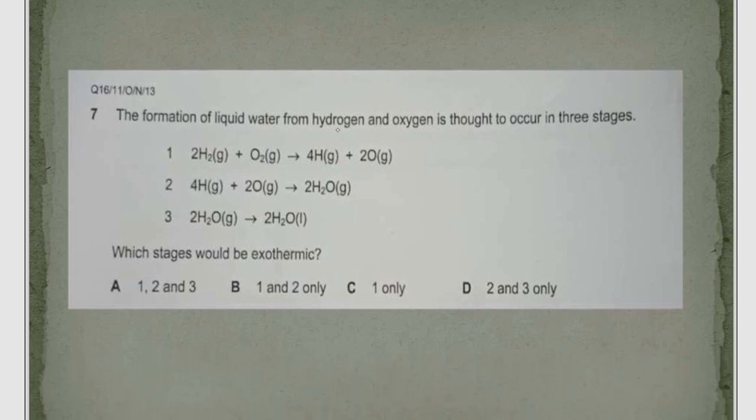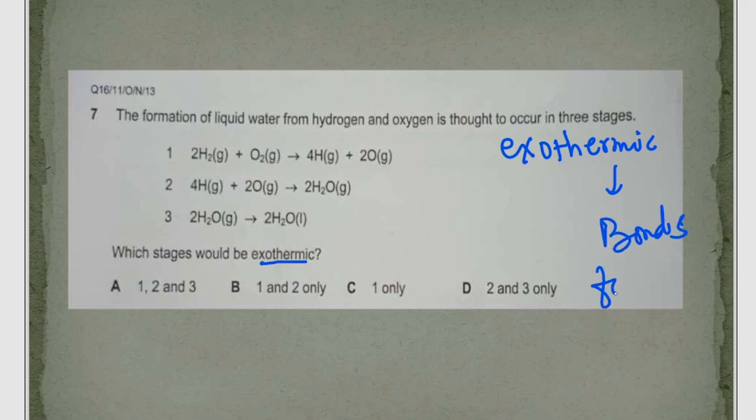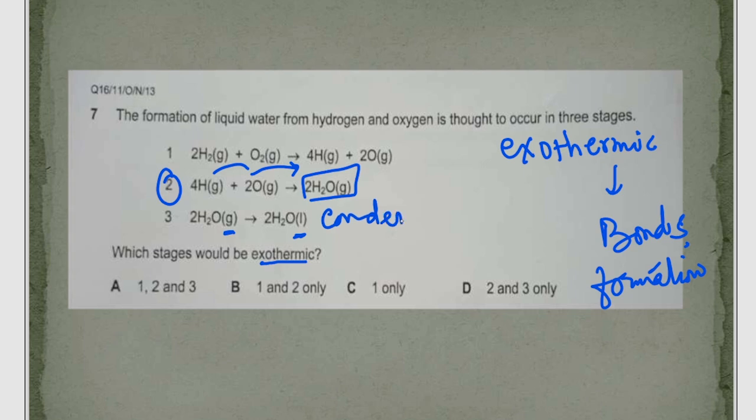The formation of liquid water from hydrogen and oxygen is thought to occur in 3 stages. Here are the 3 stages given to us. We have to identify which stages would be exothermic. Exothermic always comes along with the formation of bonds. Whenever bonds form, it is exothermic. Atoms are converted into new bonds to form H2O, and gas is converted into liquid, which is the process of condensation. In the condensation process, energy is always released. So whenever energy is released, we say the reaction is exothermic.